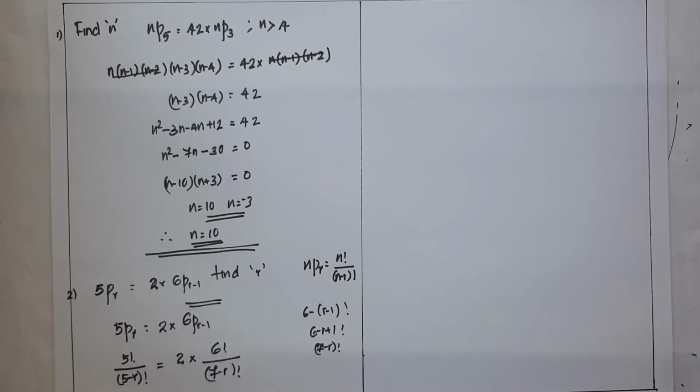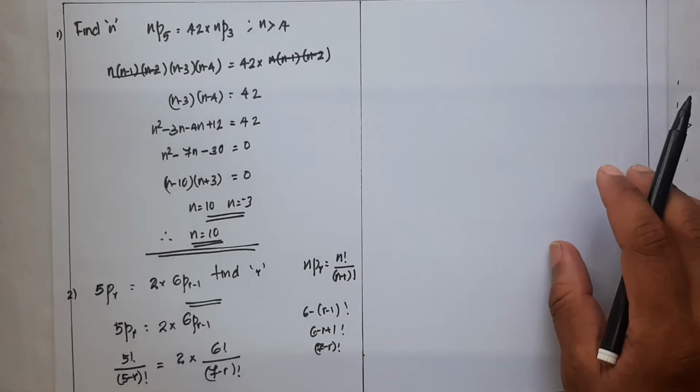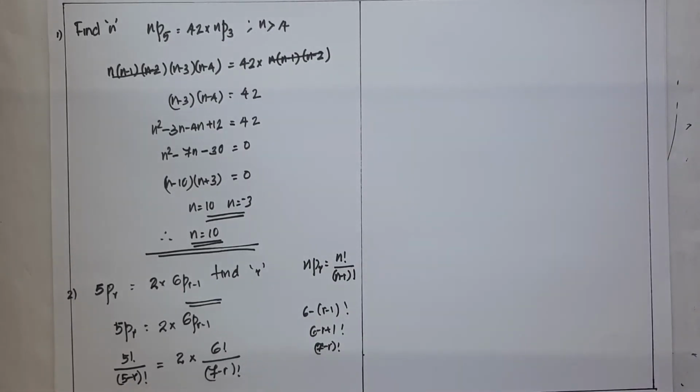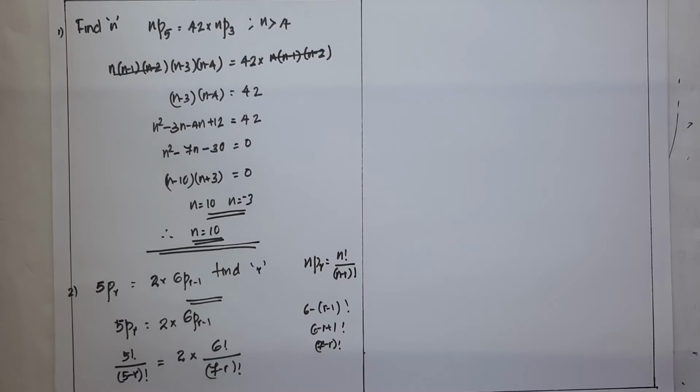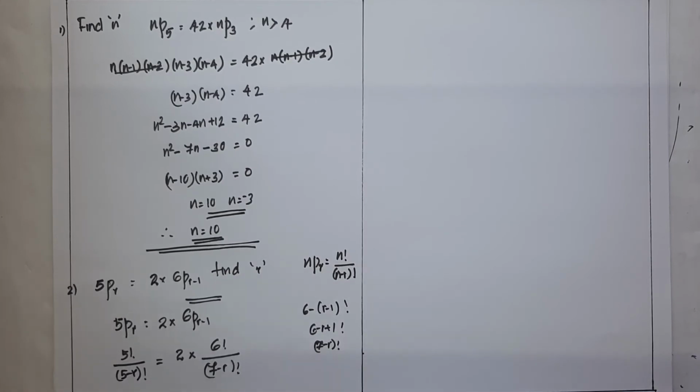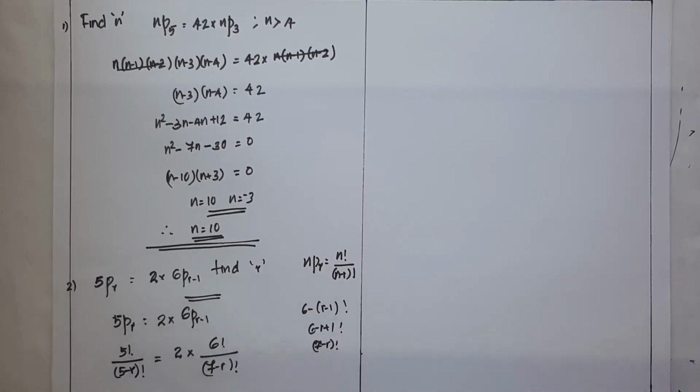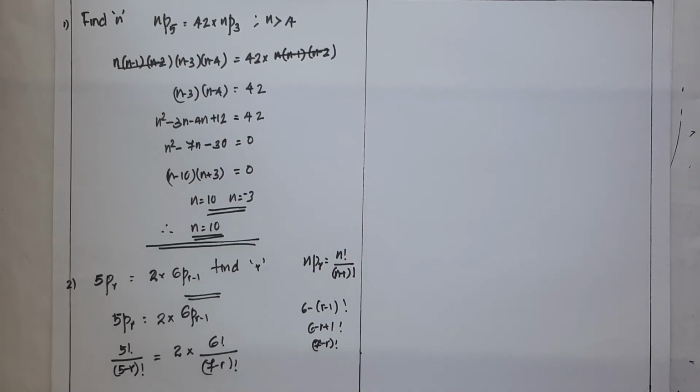Because using this formula, the nPr definition says n factorial by n minus r factorial. Using that definition we get 6P(r minus 1) written as 6 factorial by 6 minus (r minus 1) factorial, that is 6 minus (r minus 1), which means 7 minus r factorial.